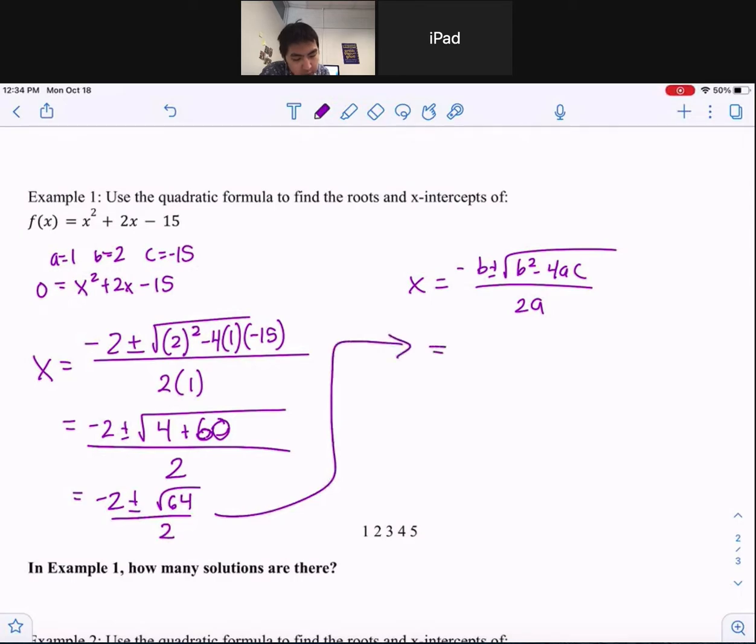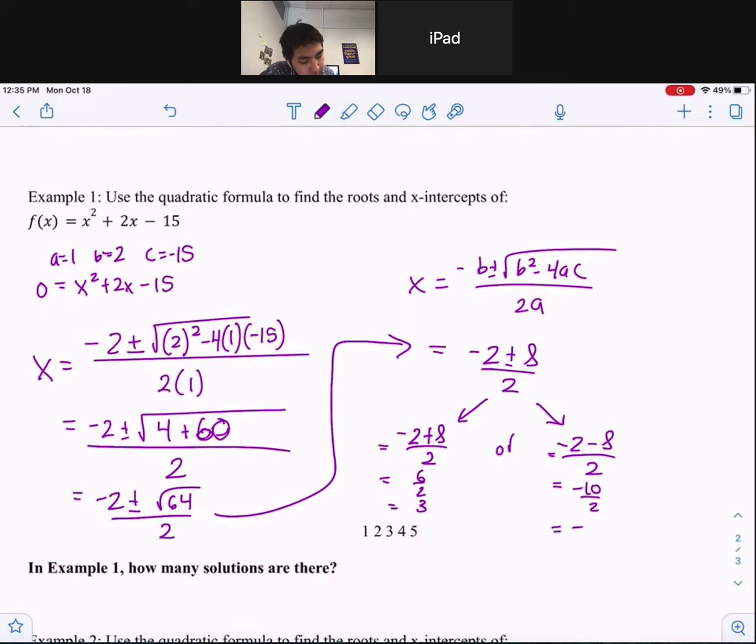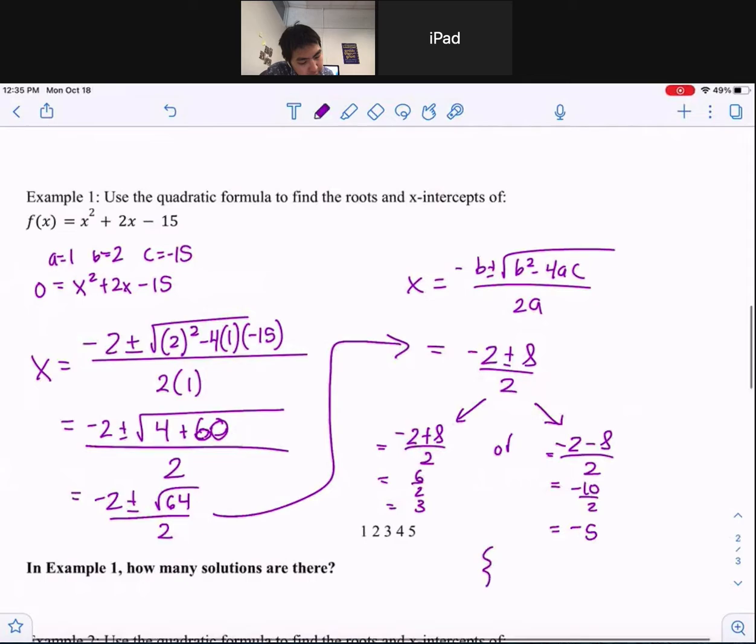And you guys, the square root of 64 is a perfect square: 8. Now we can make two equations, right? So negative 2 plus 8, that's the first case, or negative 2 minus 8, which is the second case. 6 over 2 is 3. Negative 10 over 2 is negative 5. So our answers are 3 and negative 5.